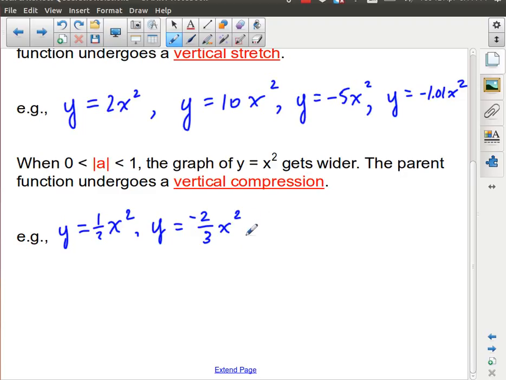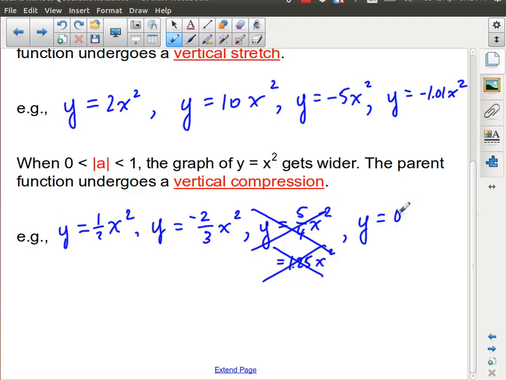Now beware, it's not as if every fraction will work, because if I put y equals 5/4 x squared, well, 5 over 4 is actually 1.25 x squared. This belongs up here, so this is absolutely not correct. And you could also have decimals, of course. y equals 0.2x squared. So anything positive or negative where this value of a is between 0 and 1, or the magnitude of a, that's a vertical compression.